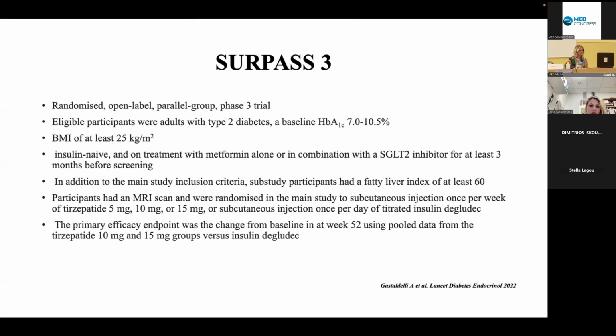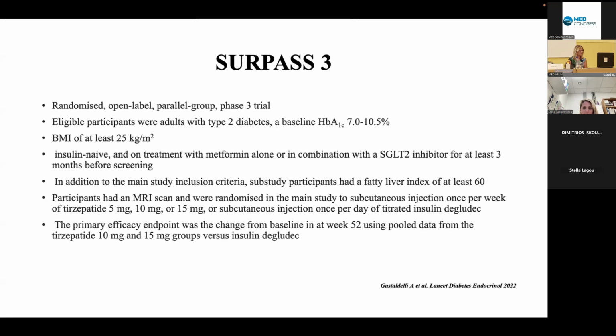SURPASS-3 is a randomized open-label phase 3 trial, and eligible participants were adults with type 2 diabetes and a baseline HbA1c of 7 to 10.5%. They had a BMI of at least 25. They were all insulin naive and on treatment with metformin alone or in combination with SGLT2 inhibitor for at least 3 months before screening. In addition to the many study inclusion criteria, sub-study participants had a fatty liver index of at least 60.